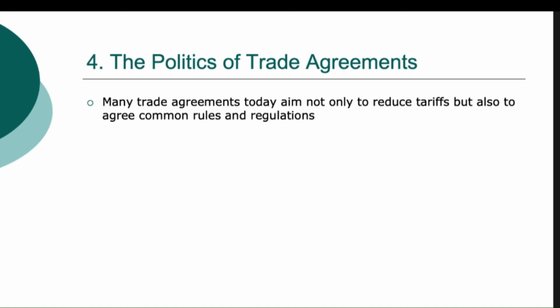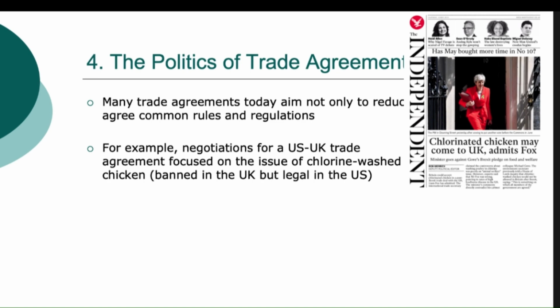So for example, in discussions between the United States and the UK about forming a potential trade agreement since Brexit, there's been a lot of discussion about this issue of chlorine-washed chicken. This is an agricultural practice that's used in some countries, including the United States, which involves washing chicken in chlorine before final sale. It's considered to be a perfectly safe practice in the United States, a way of just preventing any harmful bacteria that might have emerged during the production chain.